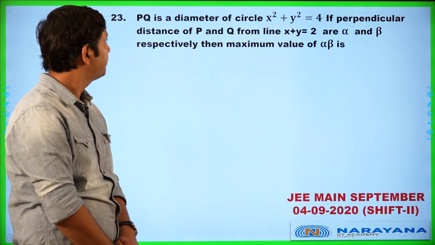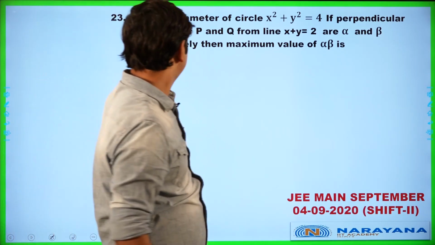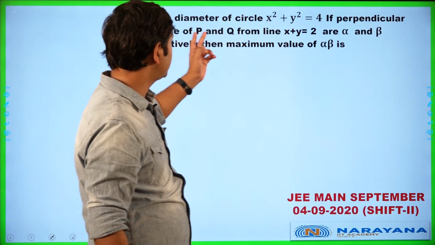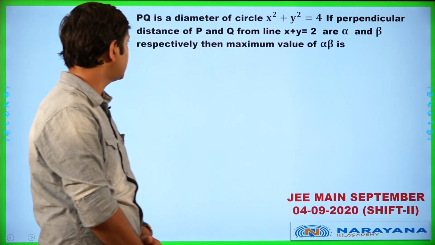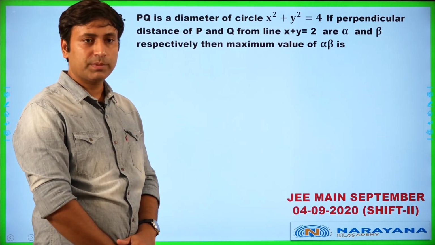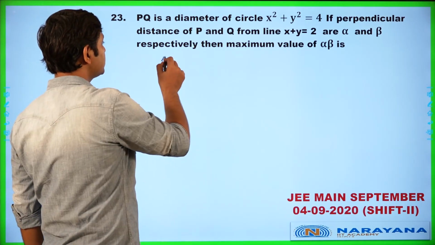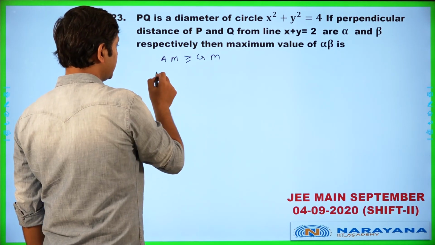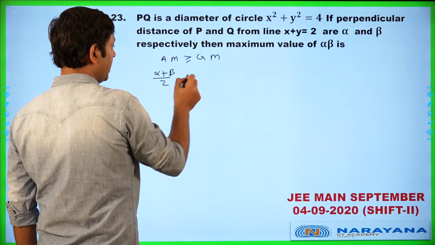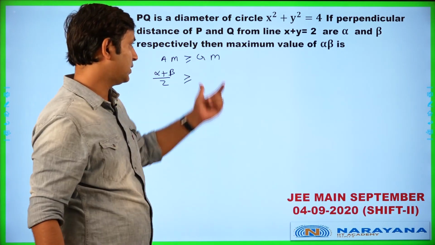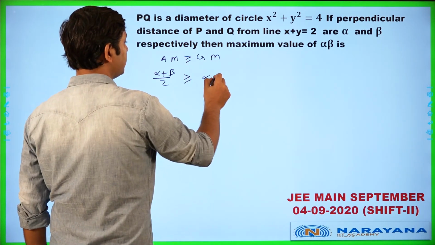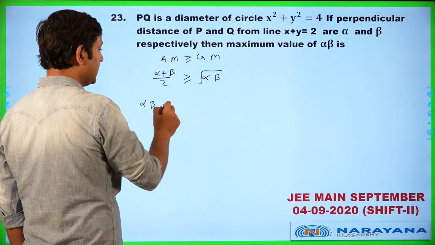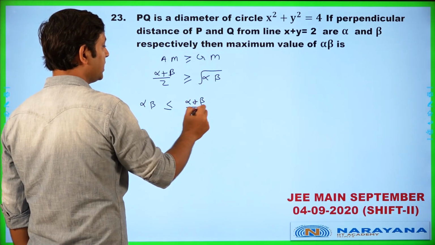In this question, we have a circle. PQ is the diameter of that circle and the perpendicular distances of P and Q from the line are alpha and beta. We have to find the maximum value of the product of perpendicular distances. Again, we will use arithmetic mean greater than or equal to geometric mean. This time, the arithmetic mean will be (alpha plus beta) by 2 and we need to find the maximum value of the geometric mean, root of alpha beta, which means now we will write alpha beta as less than or equal to ((alpha plus beta) by 2) whole square.